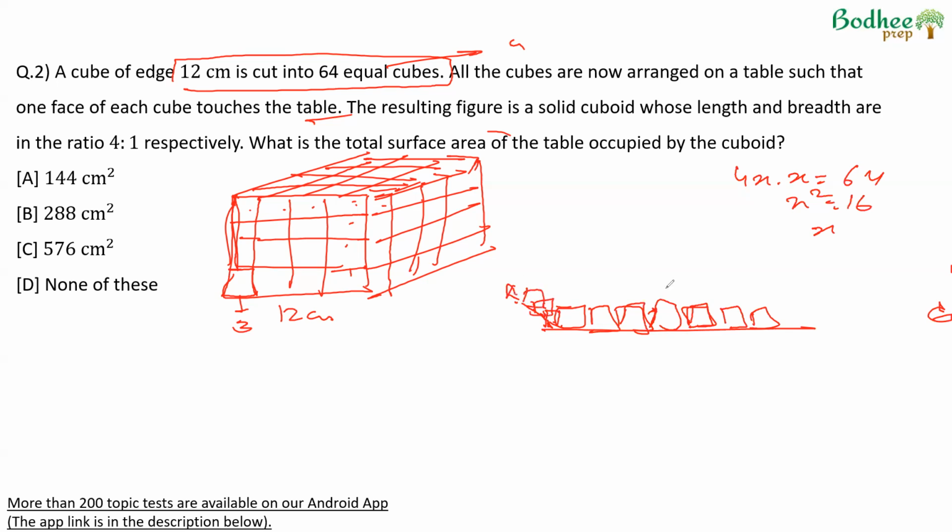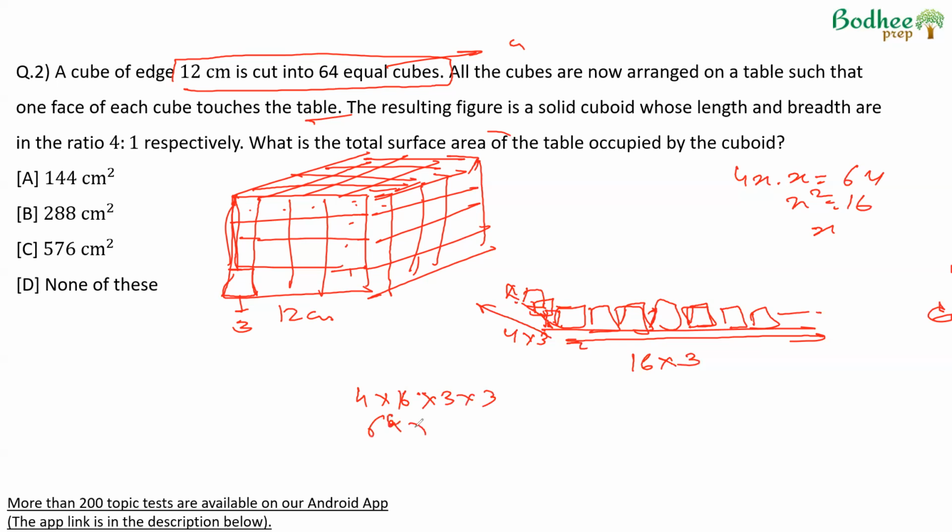They have been kept side by side, 16 in one line, 4 rows like that. Now it asks what is the total surface area of the table that is occupied. If you look at the length, it will be 16 cubes with side 3 centimeter. And if you look at the breadth, there will be 4 cubes with side 3 centimeter. The overall area will be 4 into 16 into 3 into 3.